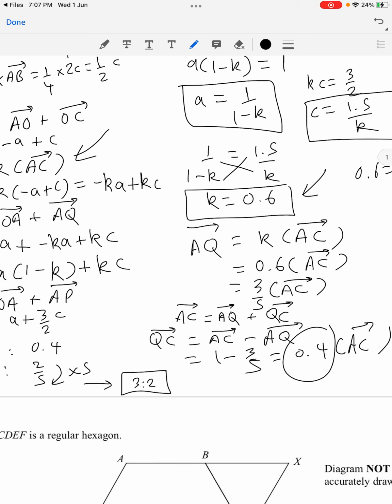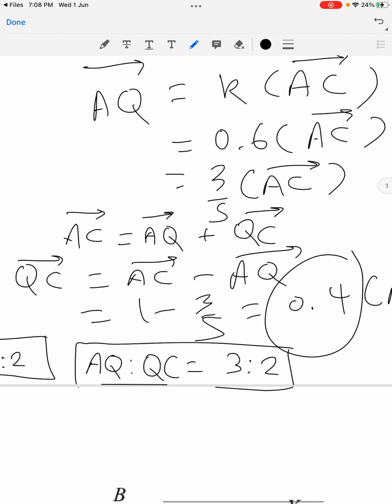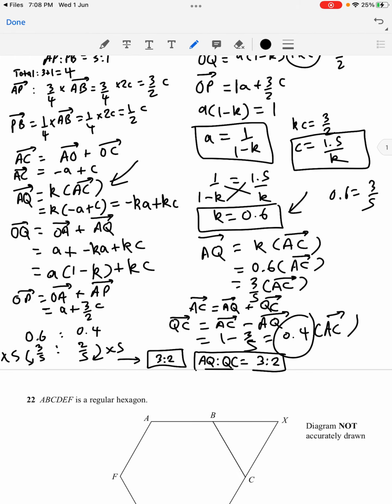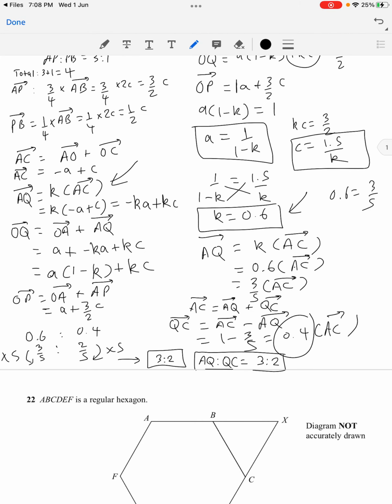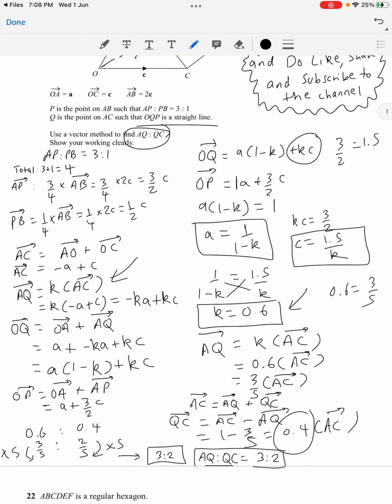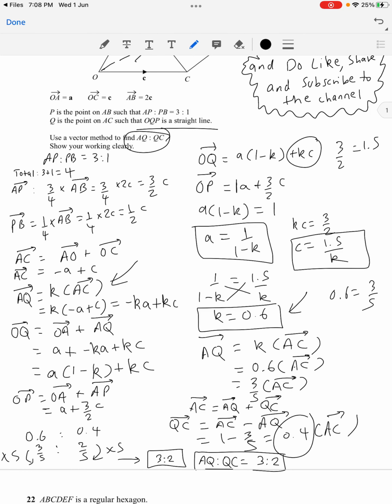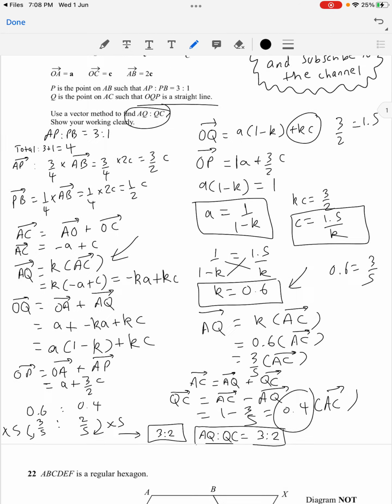You would have a row, AQ is to QC. You just put 3:2. This is your final answer that you must write. It is critical that you write 3:2, making them whole numbers. This is as straightforward as it goes. You just have to understand the relationship of how the proportions work. Okay, let's move on to the next question.